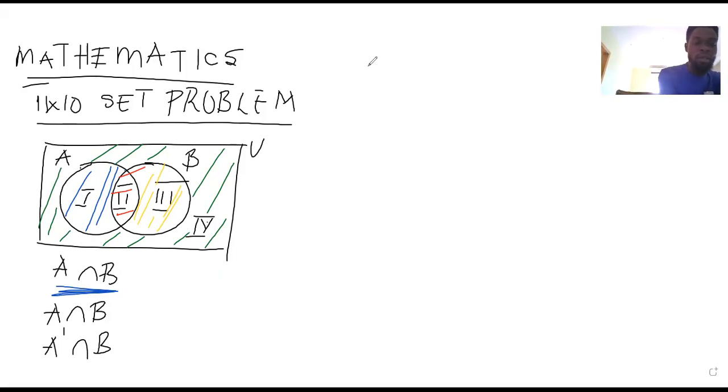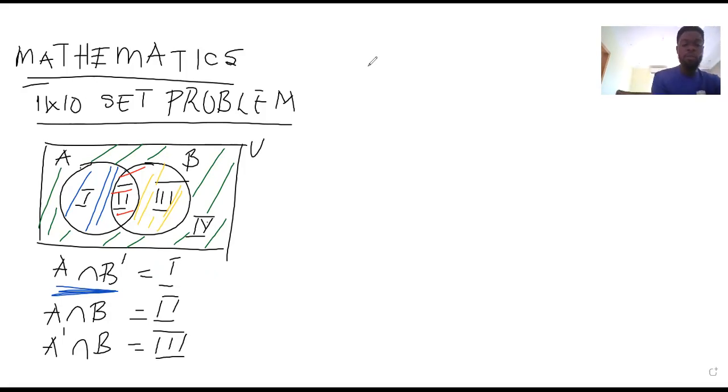So my region 1 is giving you A intersection B complement. My region 2 is giving you A intersection B. My region 3 is giving you A complement intersection B complement.